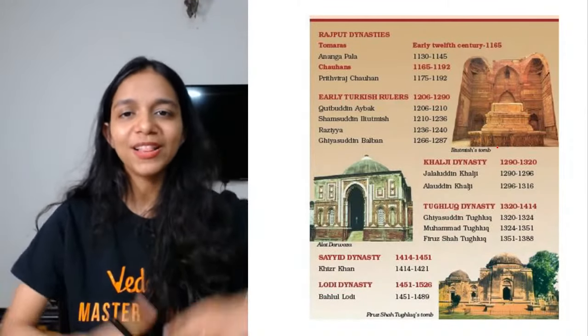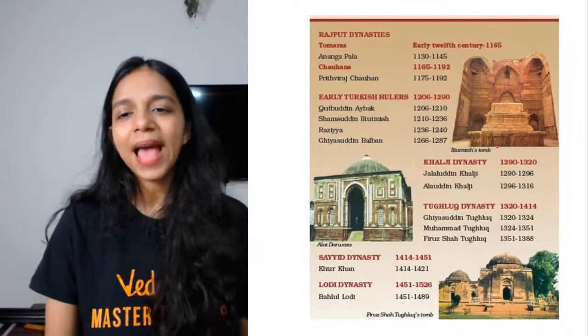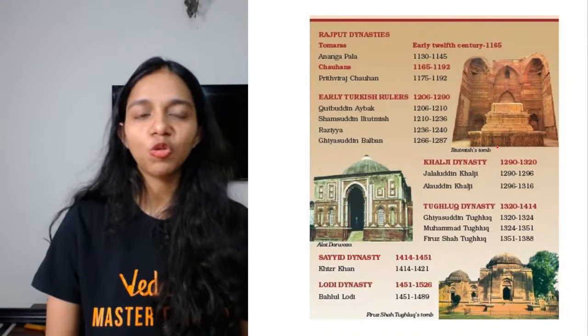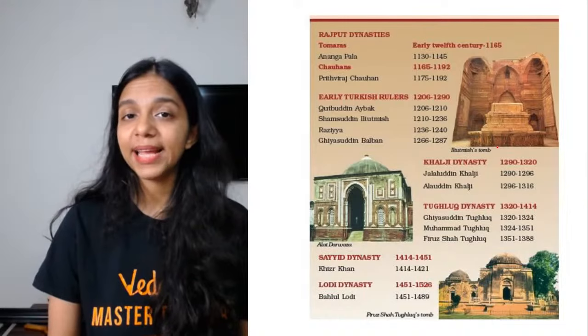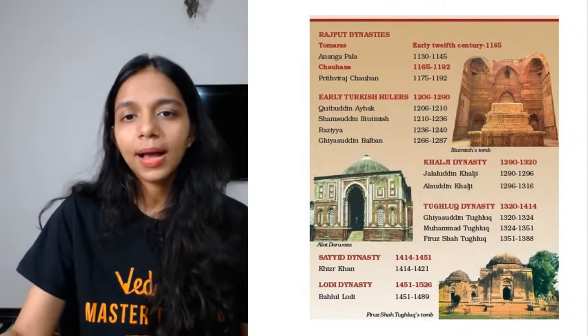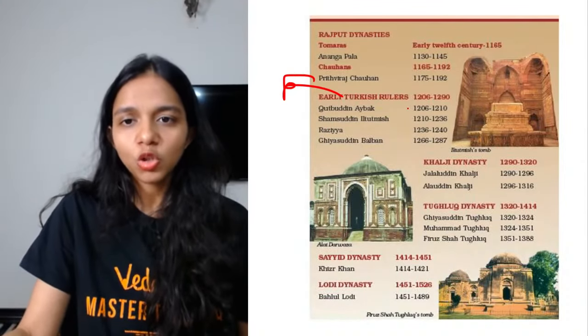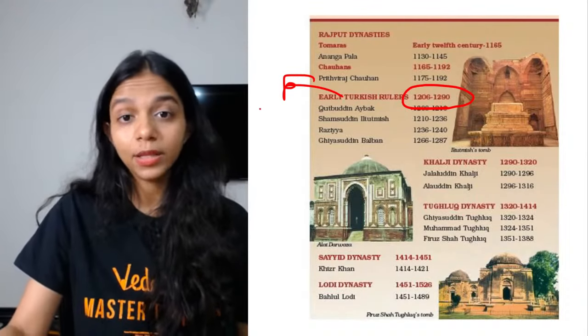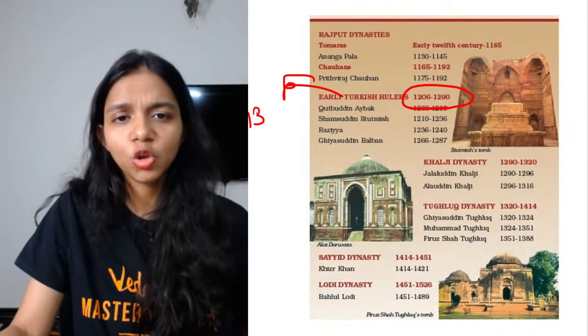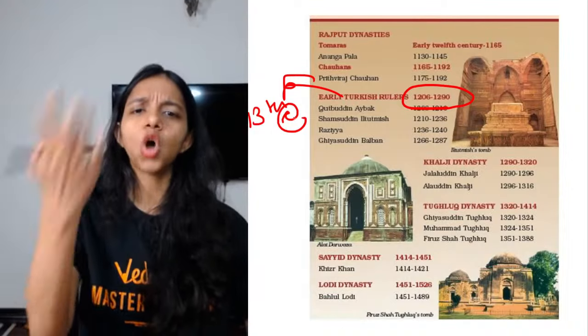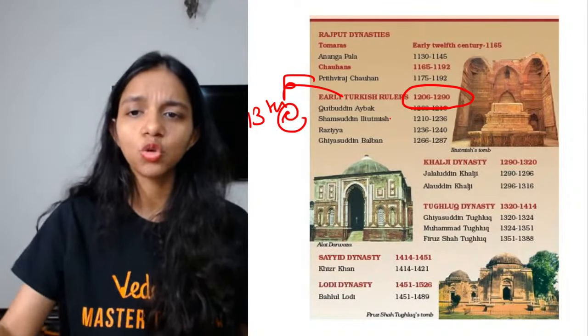Now this I took out from your 7th standard book. This is all the Delhi Sultans. Ma'am, these are lots of dates. How to remember? Do not remember these dates. Very difficult to remember. Convert it into centuries. So 1206, 1290, 12 plus 1, 13th. So you can say 13th century was dominated by the early Turkish rulers.